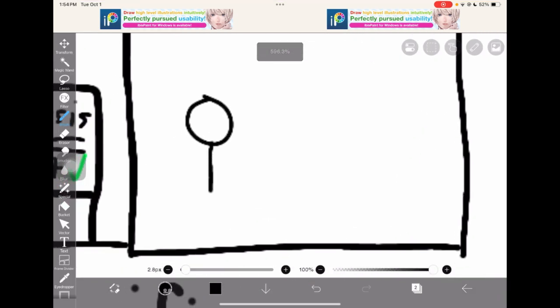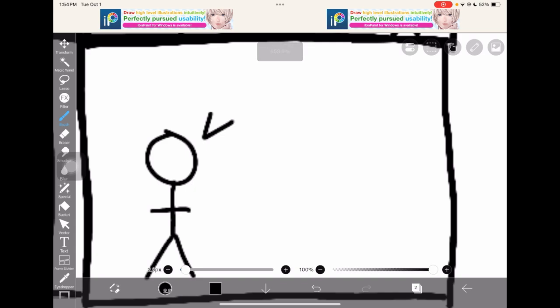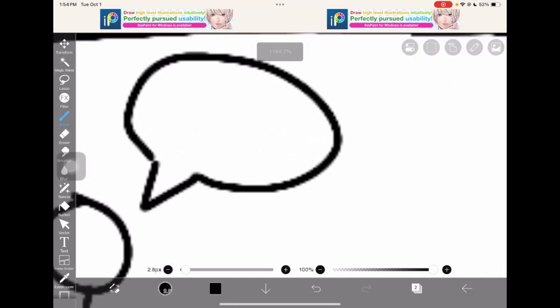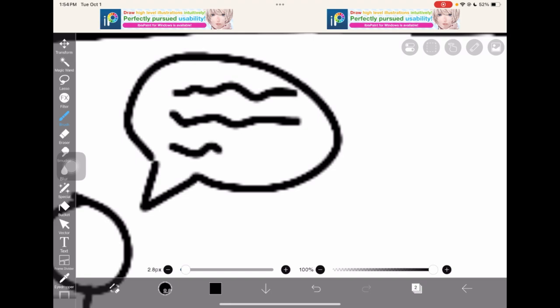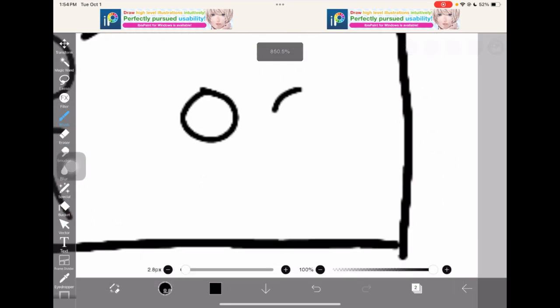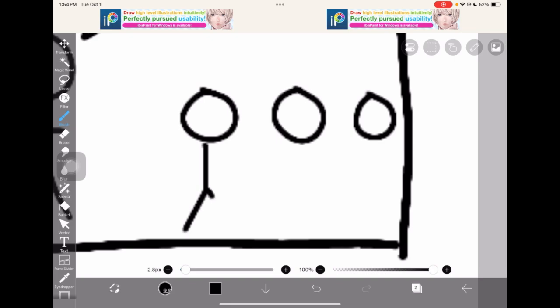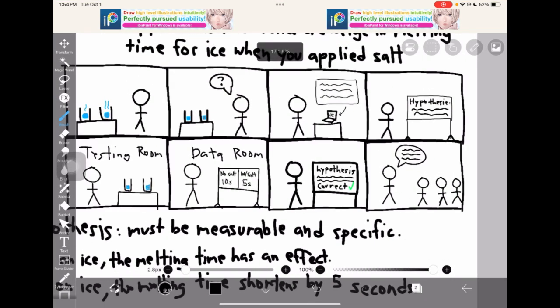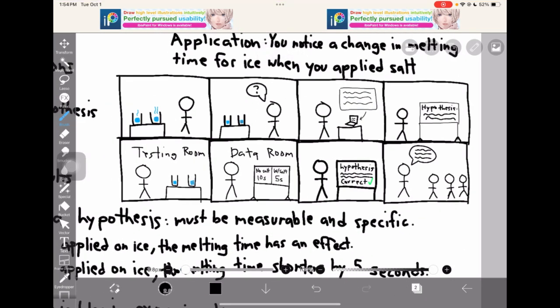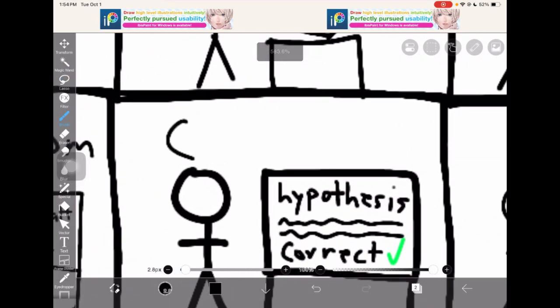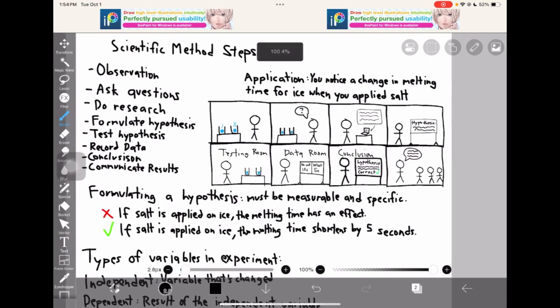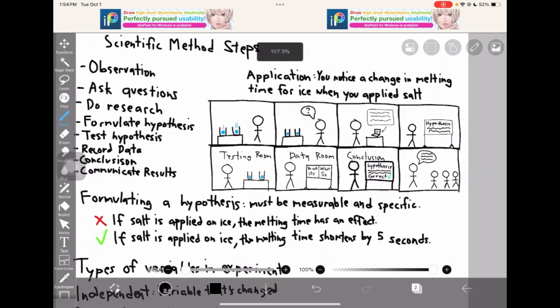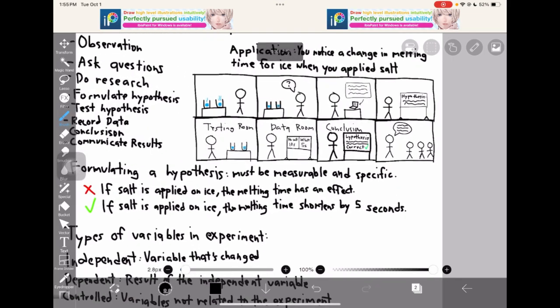So, this is you. And then you just tell them what happened, like this. And then you have your other friends here, or your other group mates here. You tell them about the scientific method and what you did. So this is just a rough sketch of the scientific method, as we could see here. So yeah, that's just basically the scientific method.